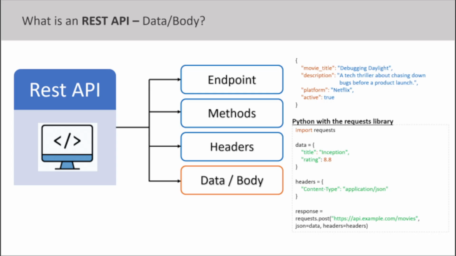First we have a simple data dictionary. We are sending a movie title and its rating. Then we define the headers. In this case, we are telling the API that our data is in JSON format using the content type, that is application/JSON. Finally, we make the actual API call using requests.post. So we pass in the endpoint URL and the headers. This way, with just a few lines, we are sending data to an API.